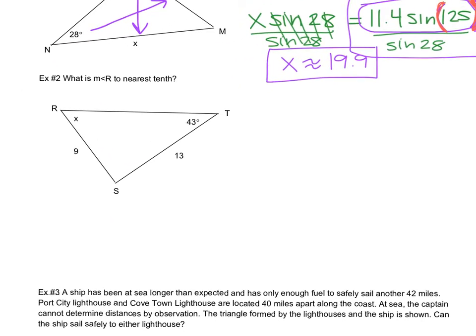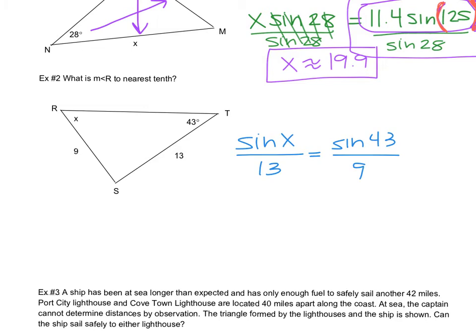All right, number 2, set it up for me. What do we do here? It doesn't matter which one you do first, no. It's not x over 13, it's, no. Sine x, right. So it's the sine of the angle over the one across from it. Sine x over 13 equals what? Sine 43 over 9. Okay?